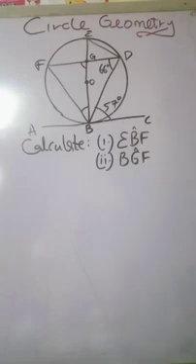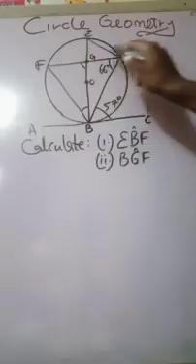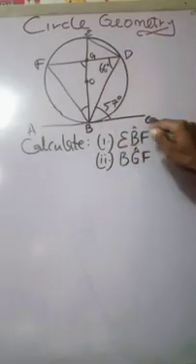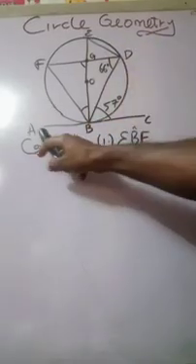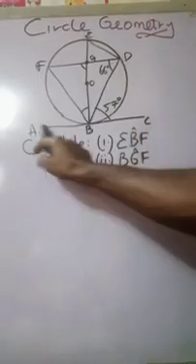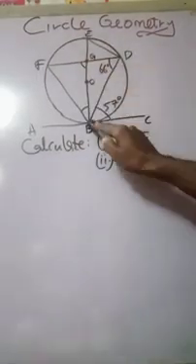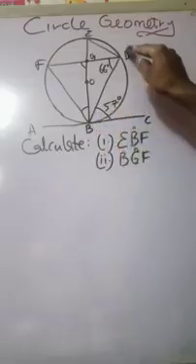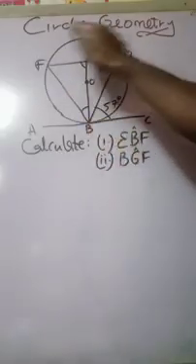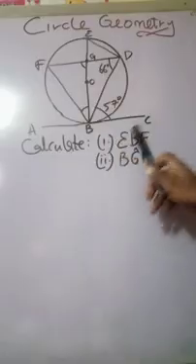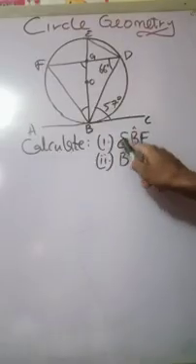Hi, here's a question on circle geometry. You can see there are points with the letters A, B, C. This line is a tangent to the circle, and we have the circle B, D, E, F.